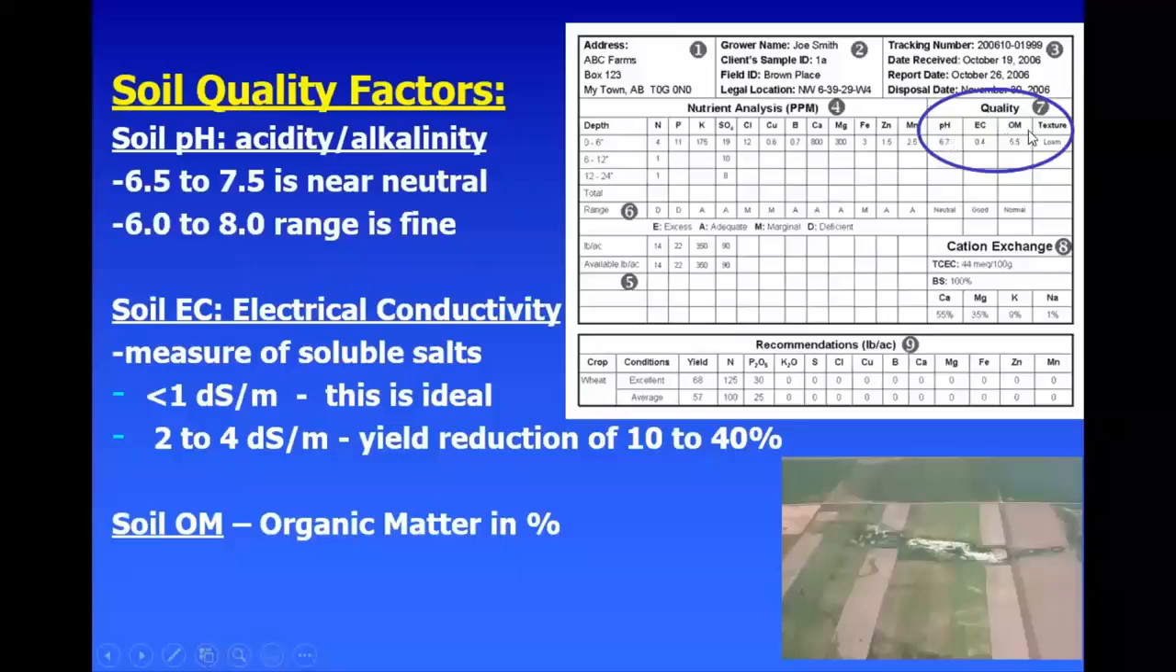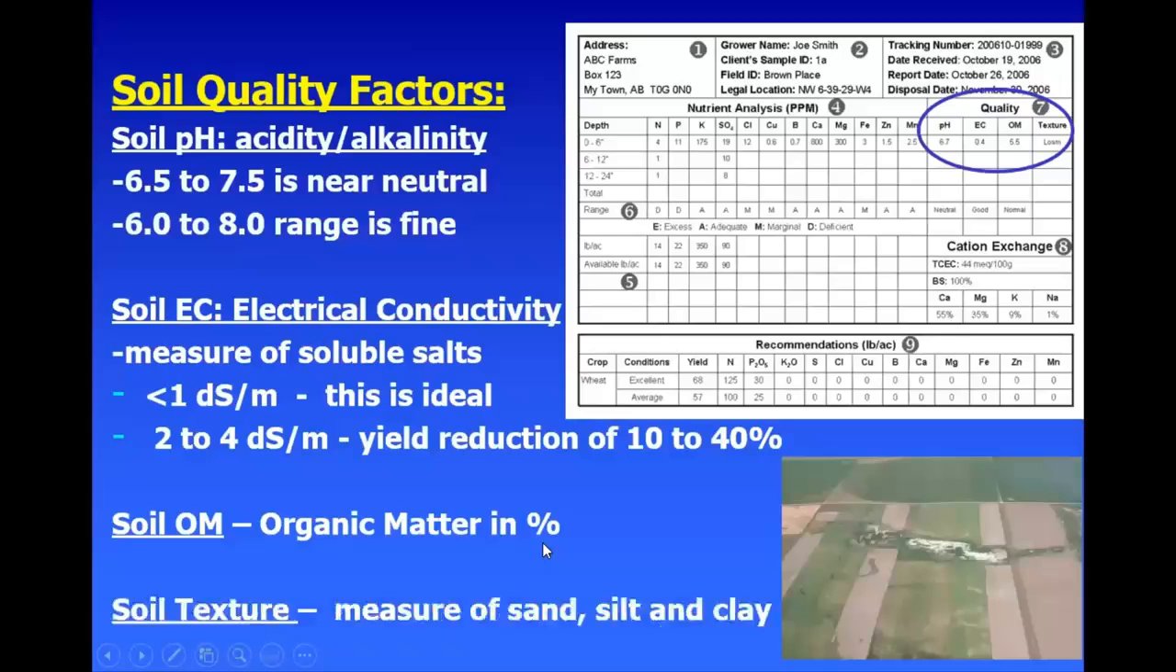Some other things it's nice to look at. OM stands for organic matter. That gives it to you in percent. It's not an exact determination. It's nice to know if you're 2 or 4 or 6% organic matter in your soil. And then finally, soil texture. Labs can determine that for you. It's just a measure of the amount of sand, silt, and clay to determine if you're a sandy loam or a loam or a clay loam, so in terms of the soil texture.